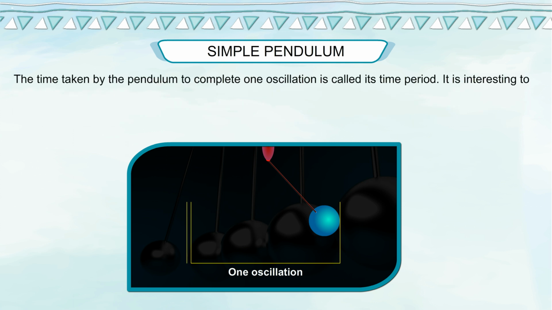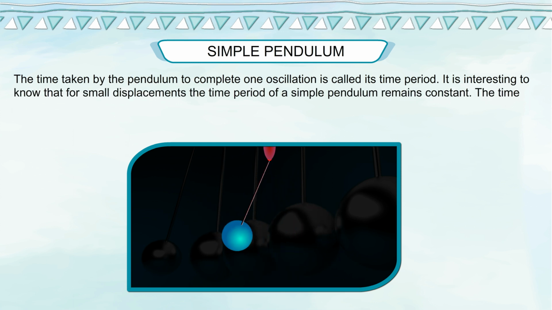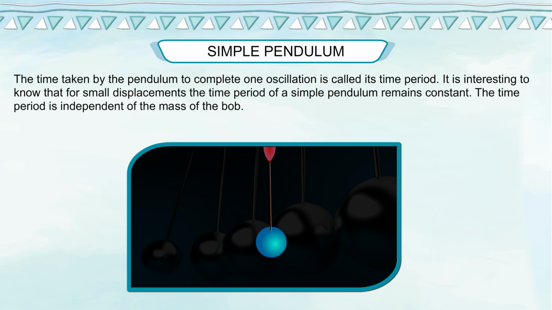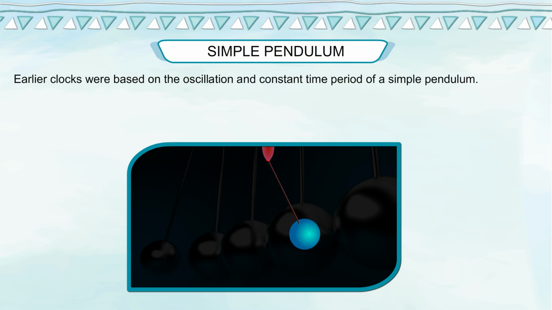The time taken by the pendulum to complete one oscillation is called its time period. It is interesting to know that for small displacements, the time period of a simple pendulum remains constant. The time period is independent of the mass of the bob. The time period of a pendulum depends upon the length of the string from which the bob is suspended. Longer the string, greater is the time period. Earlier clocks were based on the oscillation and constant time period of a simple pendulum.